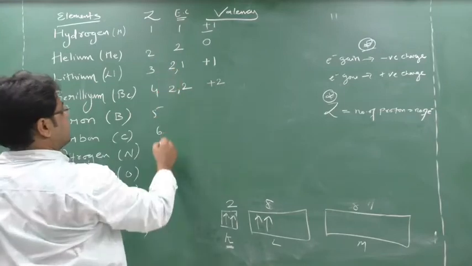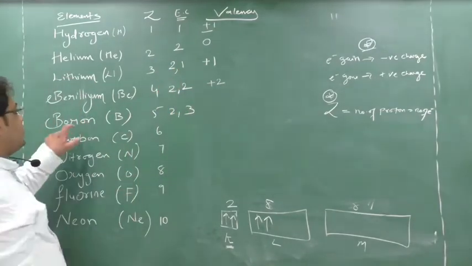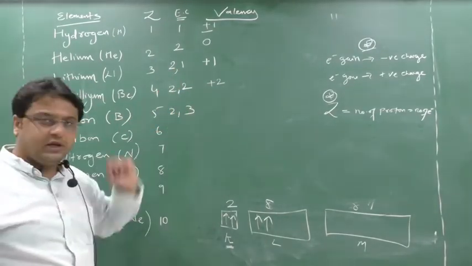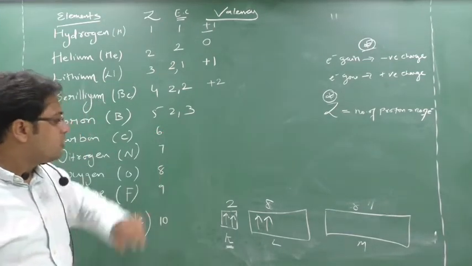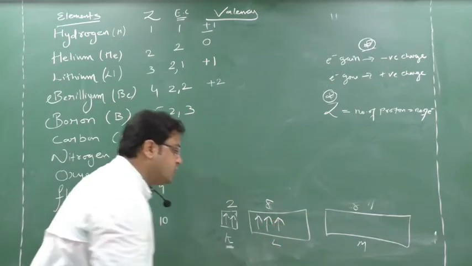And this is the electronic configuration. Again, 2, 2. Yes or no? Now boron is having 5. 5 means what? 2 and 3. So first room 2, satisfied. Hotel also satisfied. Second room 3. So now instead of 8, now 3 are there.